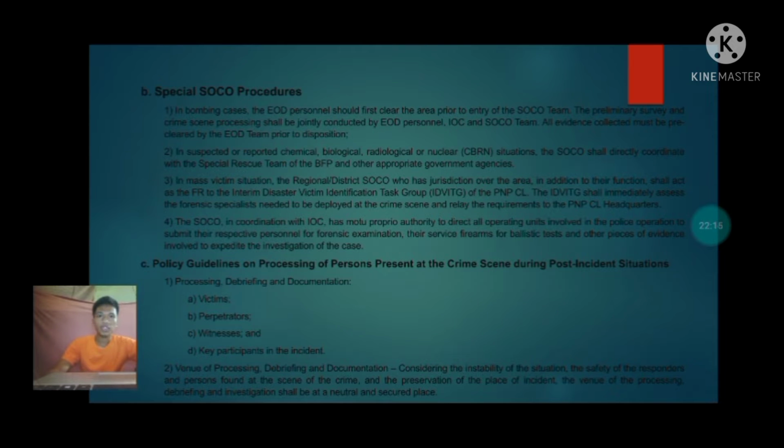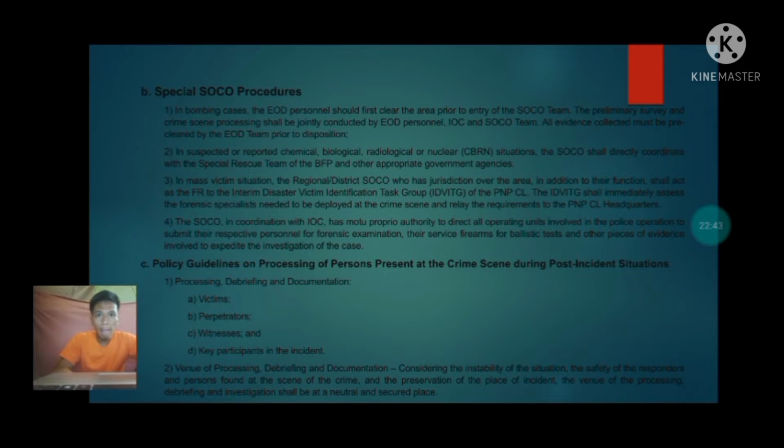Next topic is special SOCO procedures. In case where the evidence gathered needs special processing due to significant or sensational cases, the specialist from the CL shall be requested. So, letter B is special SOCO procedures.